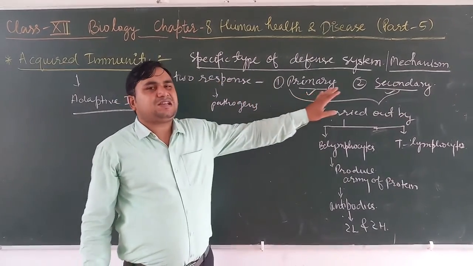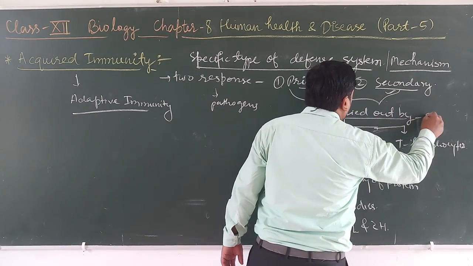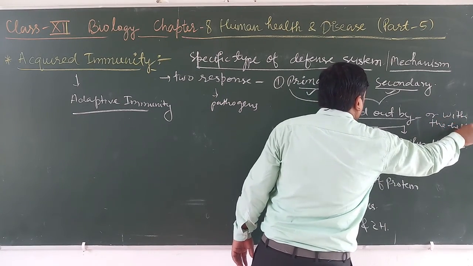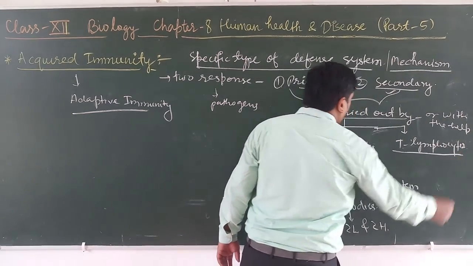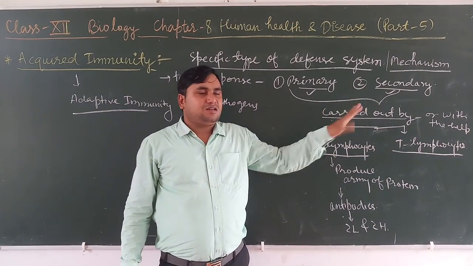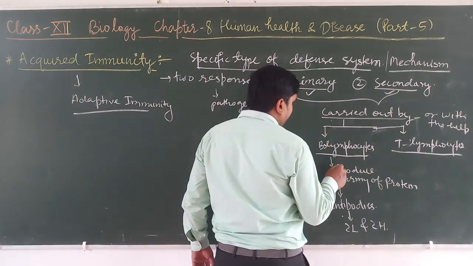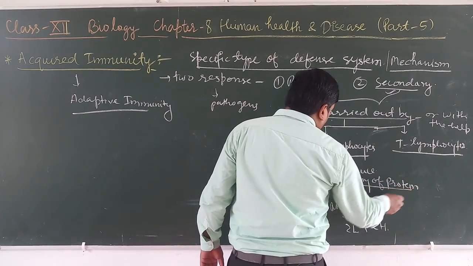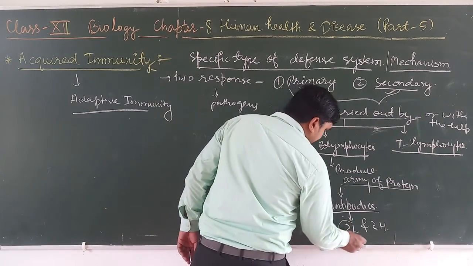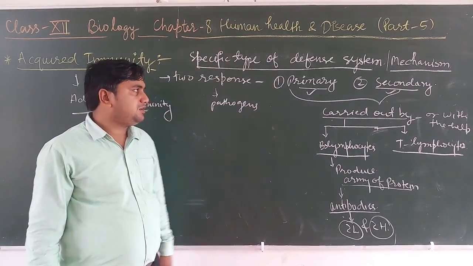This primary response and secondary response is carried out with the help of B lymphocyte and T lymphocyte, in which B lymphocytes produce an army of proteins that are called antibodies. They have two light chains and two heavy chains.